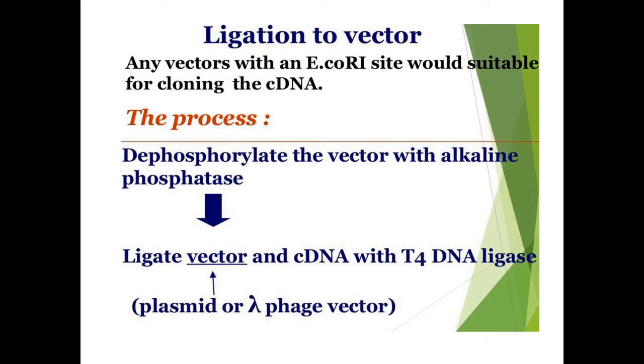Any vector with an E. coli EcoR1 site would be suitable for cloning this cDNA because it has EcoR1 sites at its ends.